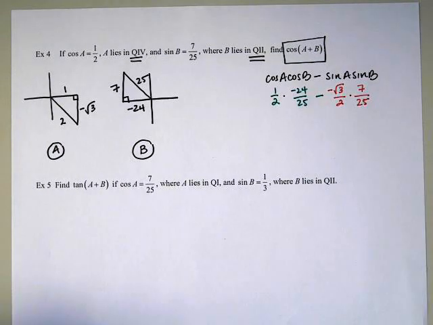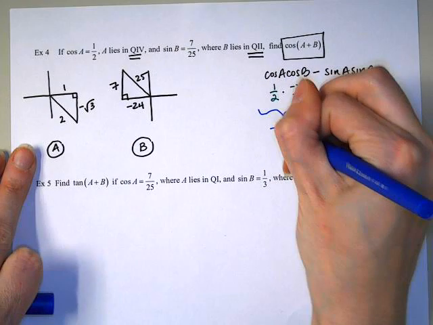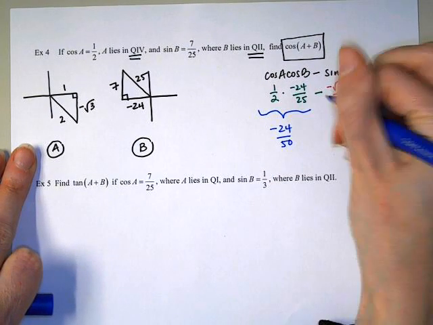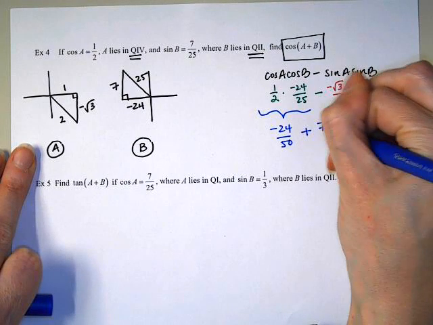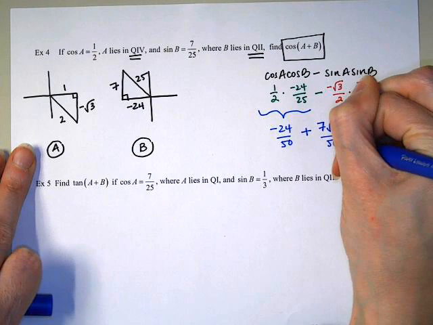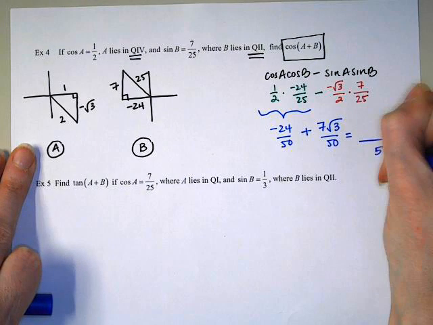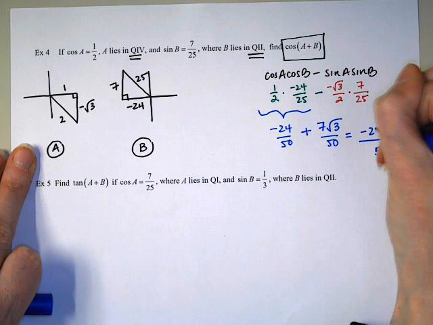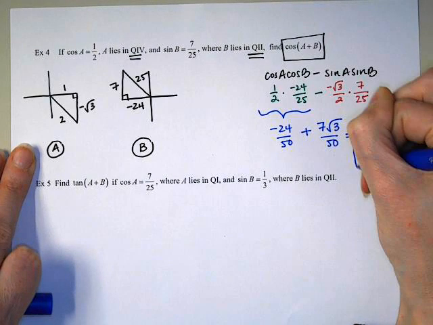And now we just have to evaluate that. So if you multiply these, we get negative 24 over 50. A minus, I'm going to make a plus, and this would be 7 root 3 all over 50. And then why not just put it as one big fraction over 50? It'll be negative 24 plus 7 root 3 all over 50.